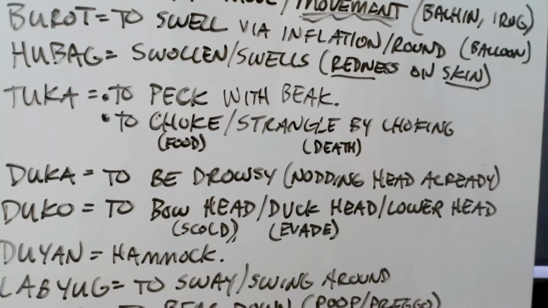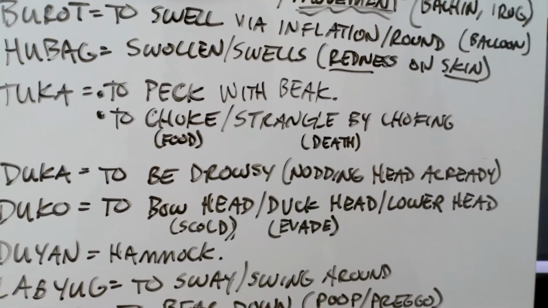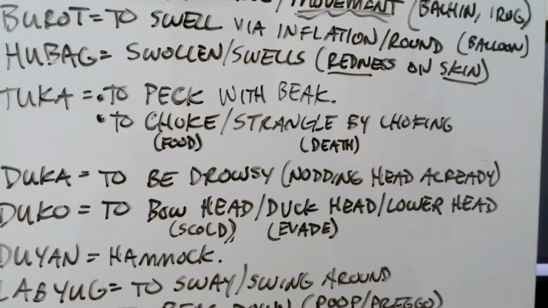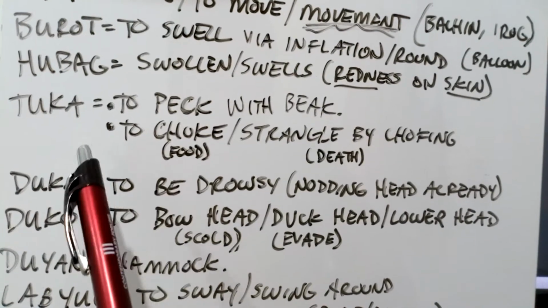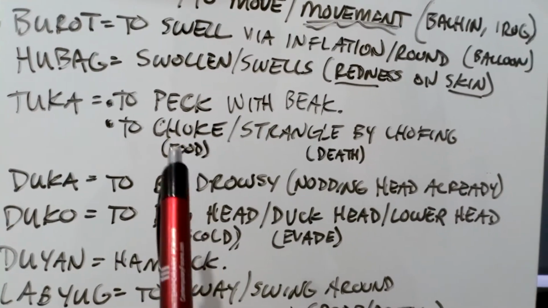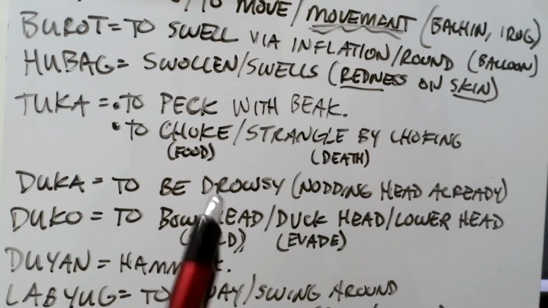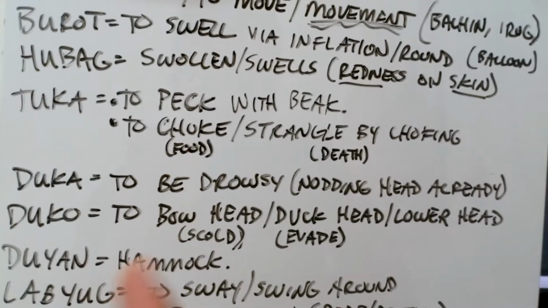Like it's pecking on wood, it's pecking on a nut, it's pecking on seeds or on food. It's pecking with a beak. It's to peck. The other meaning for tuka is to choke, right? To choke, like let's say you're eating food, and then you swallowed, and then you're choking on food. You can use the verb tuka, meaning to choke.